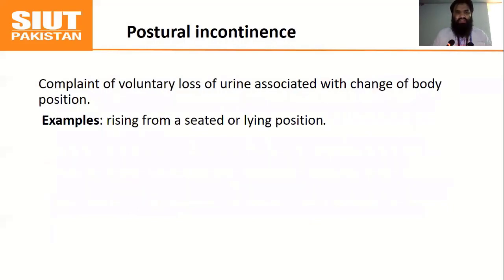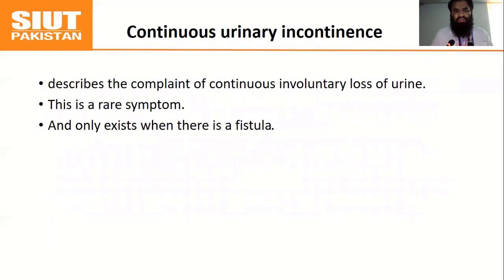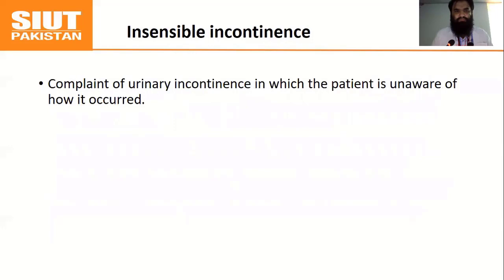Postural incontinence is the involuntary loss of urine associated with a change of position, from rising or sitting to a lying position. Continuous urinary incontinence is the complaint of continuous involuntary loss of urine. It's a rare symptom and only exists when there is a fistula. Insensible incontinence is urinary incontinence in which the patient is unaware of any urine passing and how it occurs.